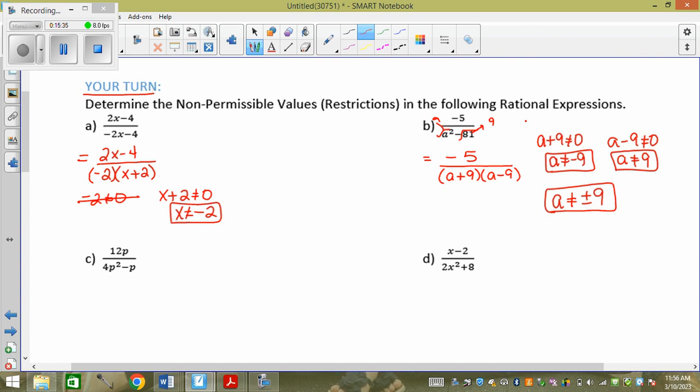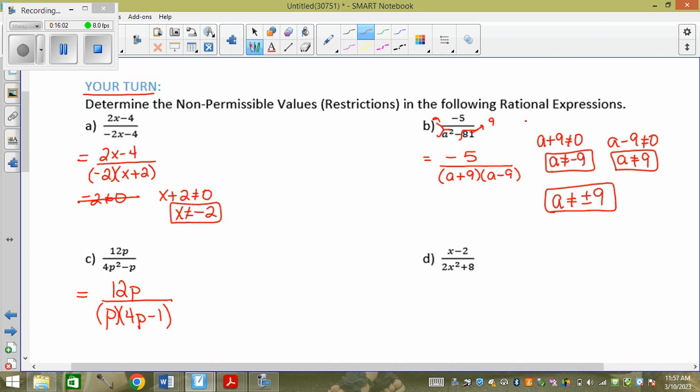What can I do to C? I'm going to leave the top, the numerator. What can I do to the bottom? Take out a p. Then I get 4p squared, take out a p is 4p, minus p divided by p is 1. Then this p in front goes in its own brackets.